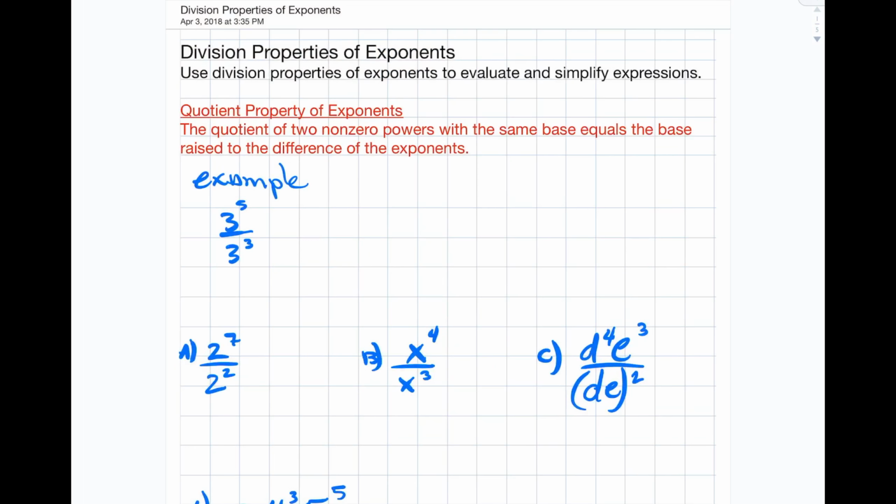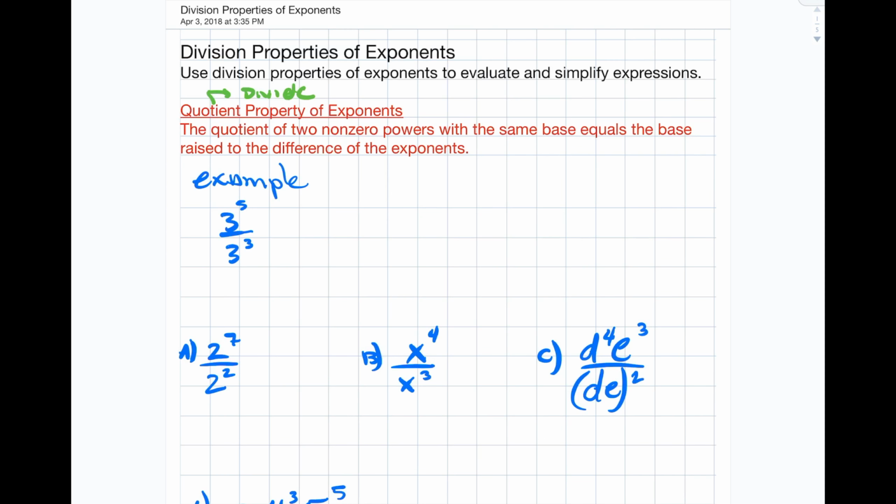Welcome back, folks. Today this lesson is about the division properties of exponents, and we're going to use them to evaluate and simplify expressions. The first property we're going to talk about is the quotient property of exponents. If you recall from previous lessons, quotient does mean to divide.